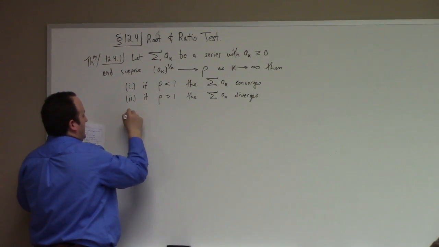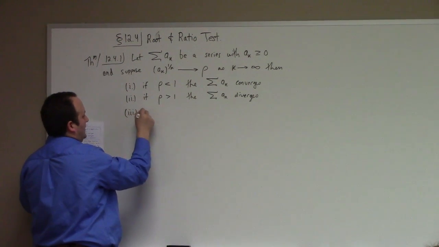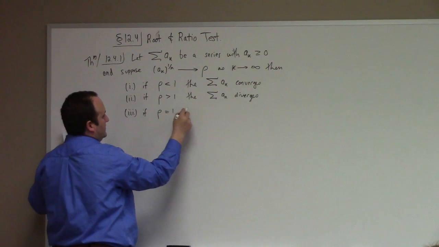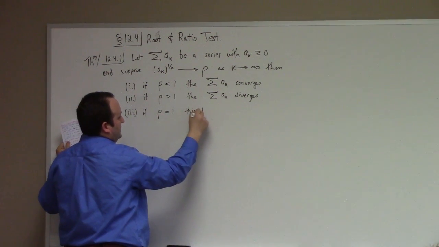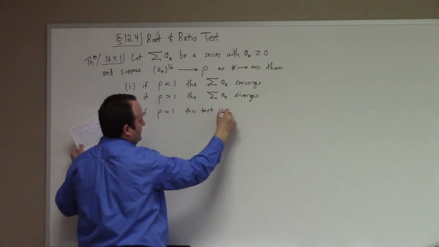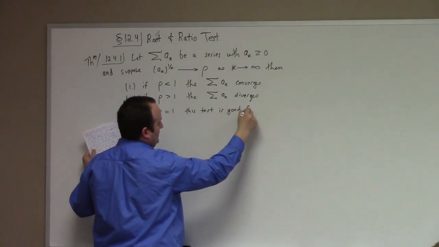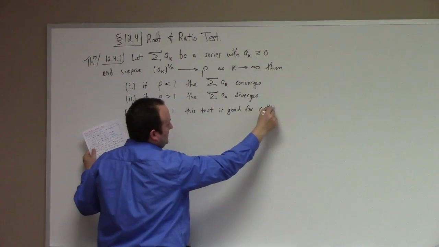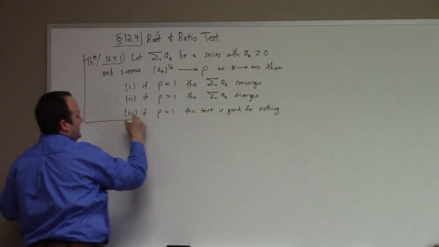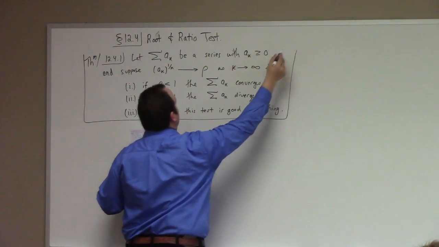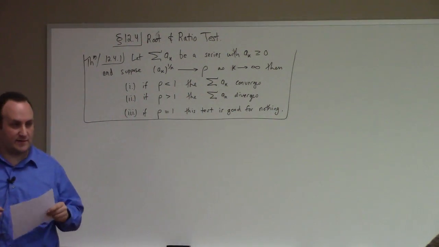And then case 3, if rho is equal to 1, this test is good for nothing. That's not what it says in the book, but that's what it means. In other words, if rho is equal to 1, the test doesn't really apply. It doesn't apply conclusively. It's inconclusive in that case.